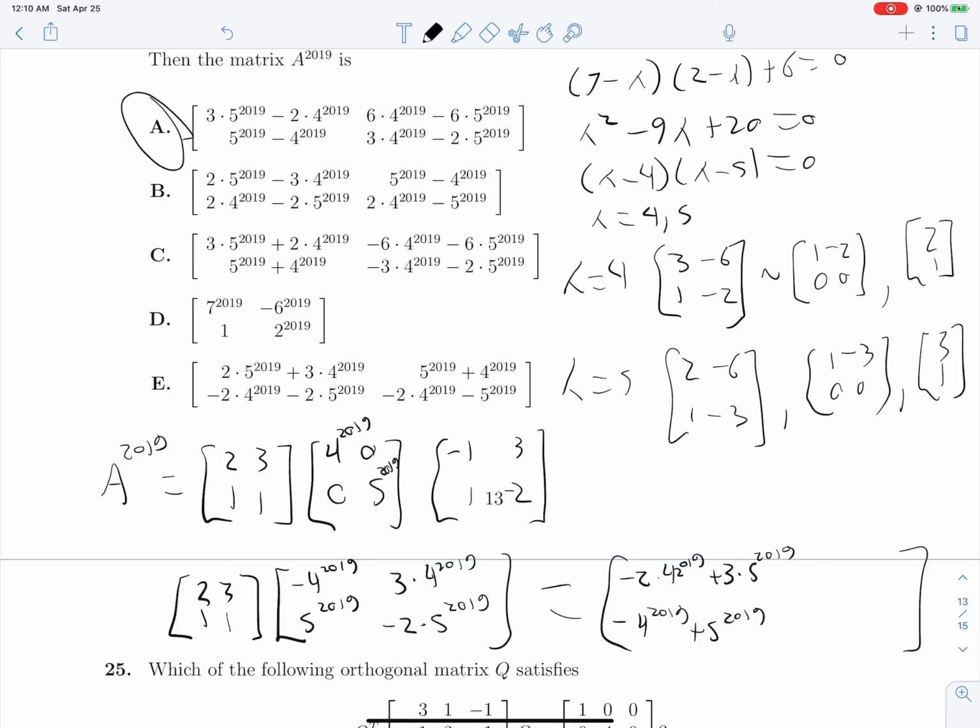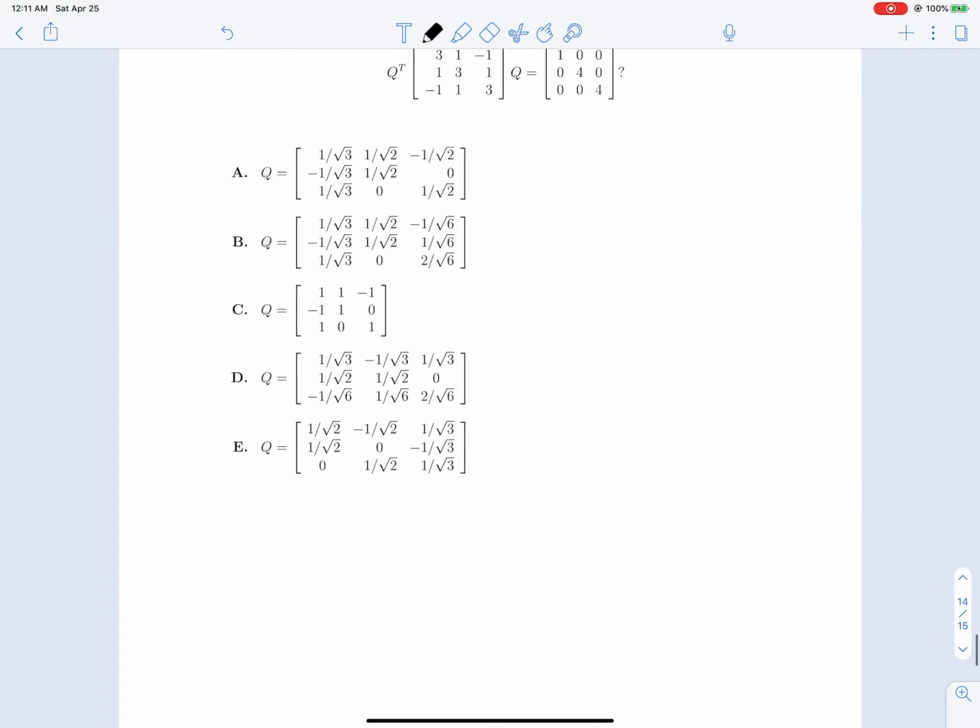This is the only one that matches up with what we've computed so far, but just to destroy me even more, let's compute the last bit. We get 6 times 4 to the 2019 minus 6 times 5 to the 2019, 3 times 4 to the 2019, and finally minus 2 times 5 to the 2019. Okay, everything checks out, I think. Yep, and A is our correct answer.